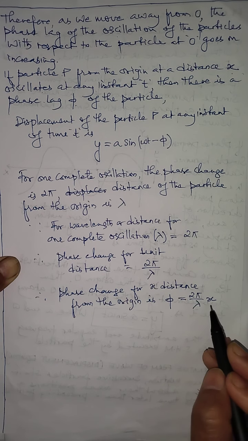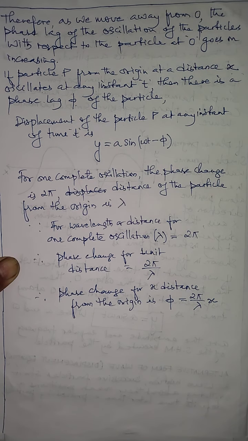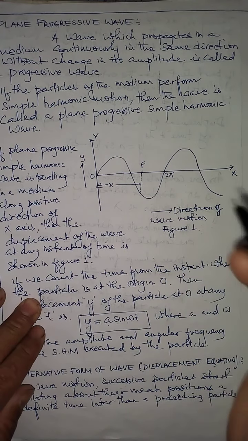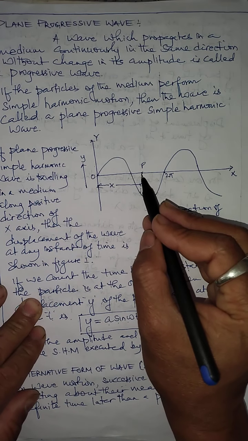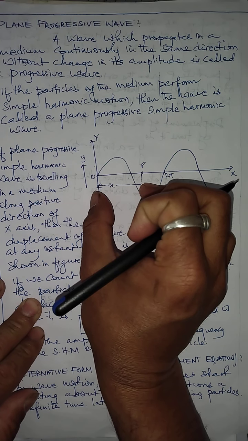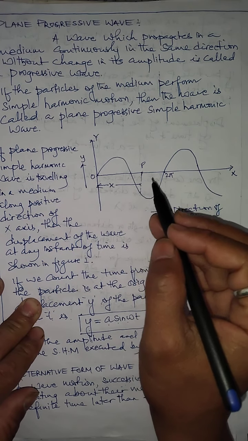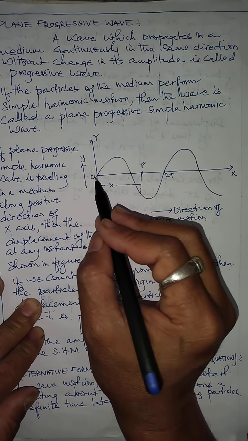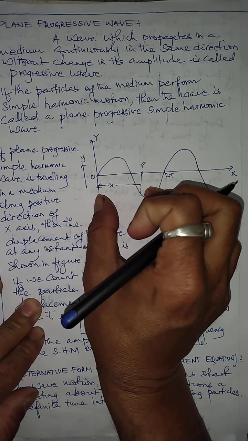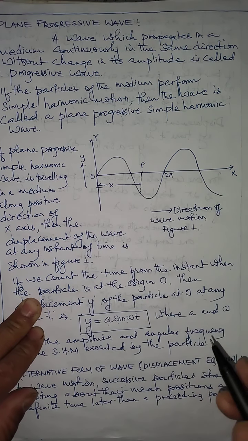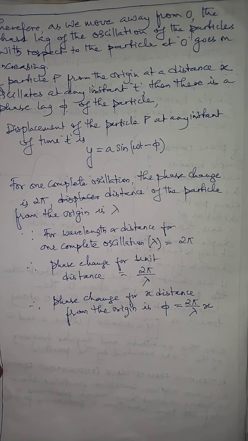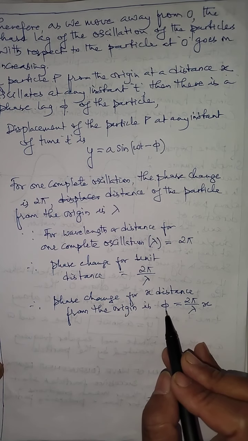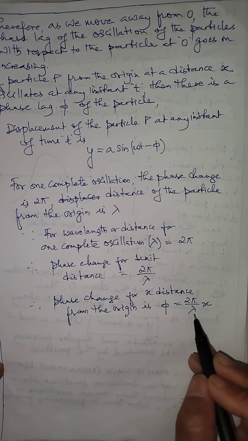So the phase change for x distance of the particle from the origin will be phi equals 2 pi by lambda into x, which means we are calculating the phase change between the particle at P, at a distance x, and the origin. That phase change I have already marked by the letter phi, and it is 2 pi by lambda into x.